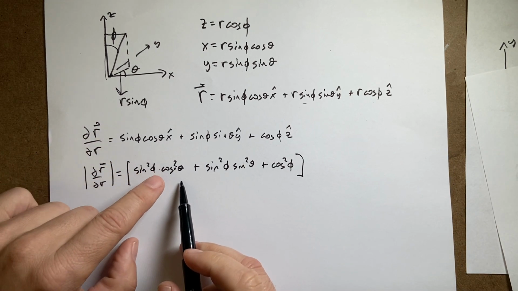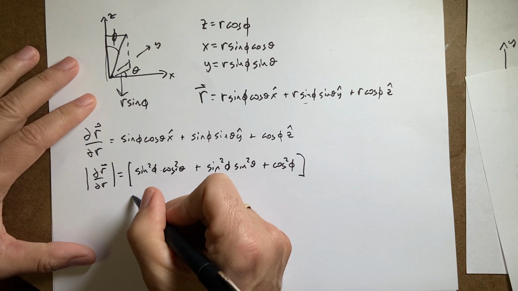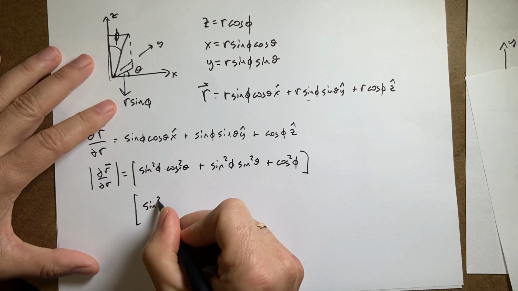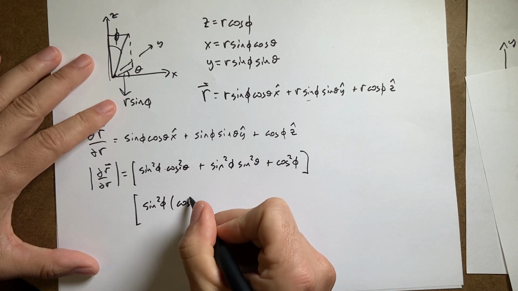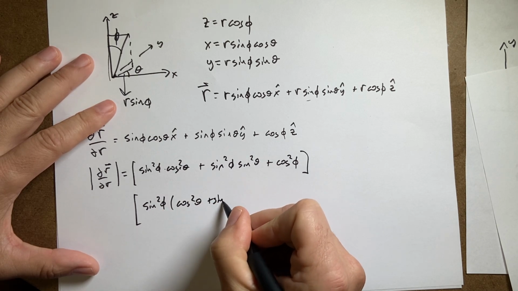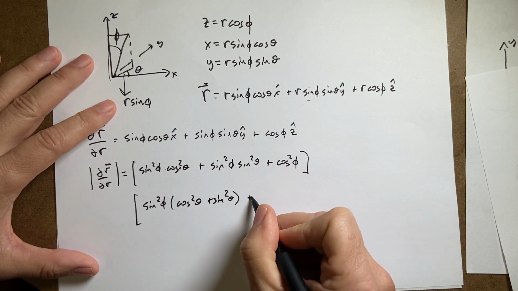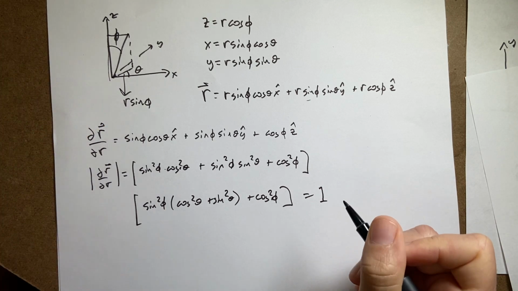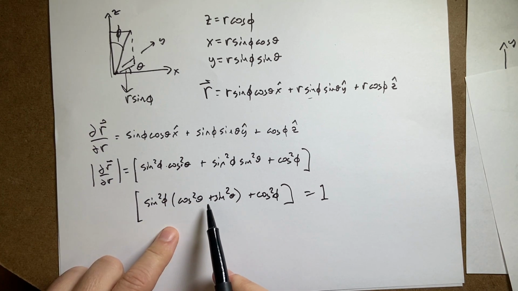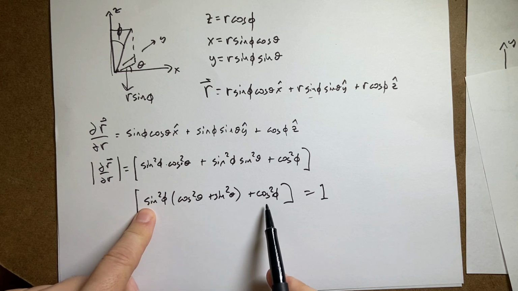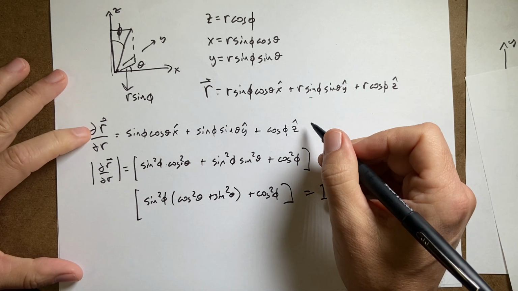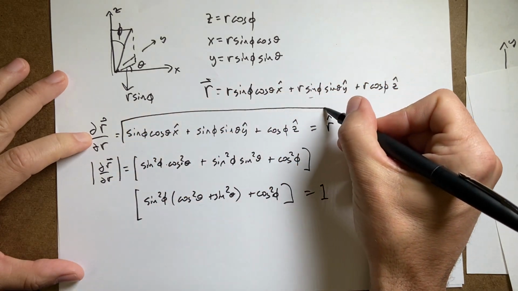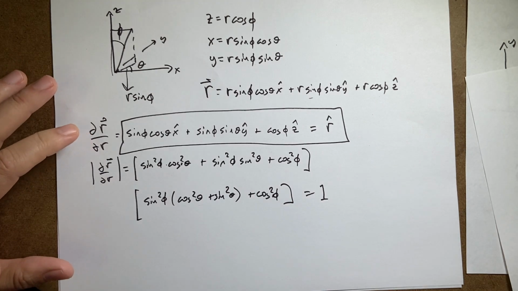Okay, so right here, if I factor out the sine squared phi, I get sine squared phi times cosine squared theta plus sine squared theta, plus cosine squared phi. And this is equal to 1. Okay, so because this is 1, and then I get sine squared phi plus cosine squared phi is 1. So that means that this is r hat. We got one of them.